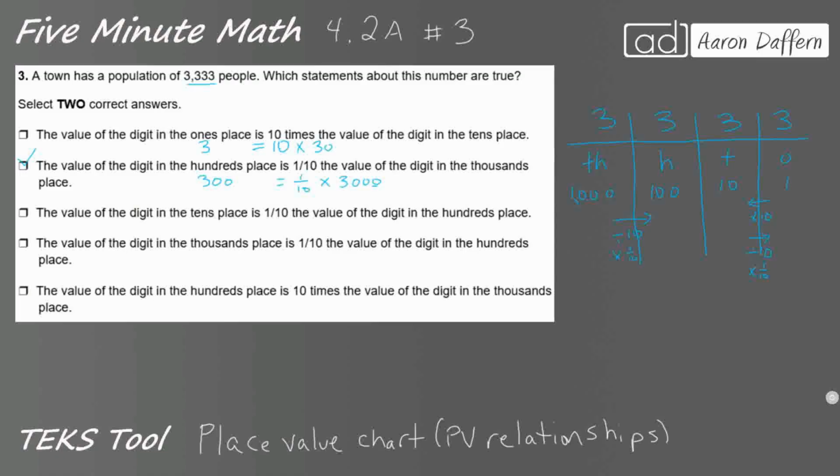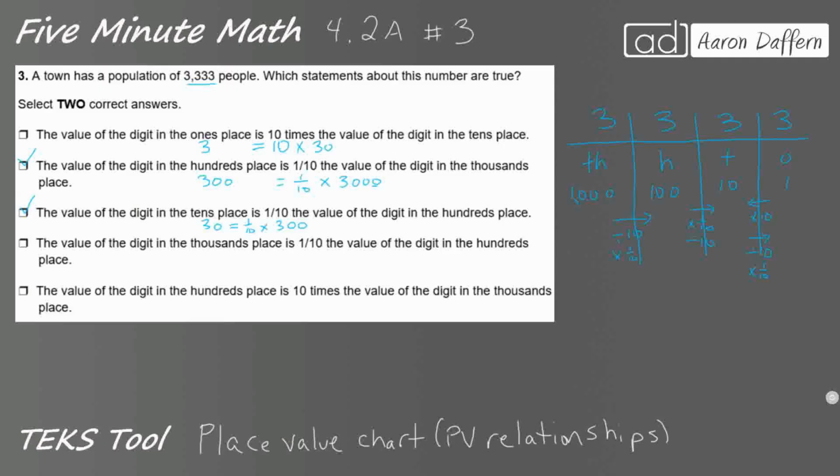Third, the value of the digit in the tens place, that's 3 tens, that's 30, is 1/10, or divide by 10, the value of the digit in the hundreds place, that's 300. Well, when we go from the hundreds place down to the tens place, which is what they're asking us to do, we are going to multiply by 1/10 or divide by 10, because when you're moving down one place to the right, you drop a 0. And so going from our 300 to our 30, we end up losing a 0. So that looks like it's good, which means the other two need to be incorrect.